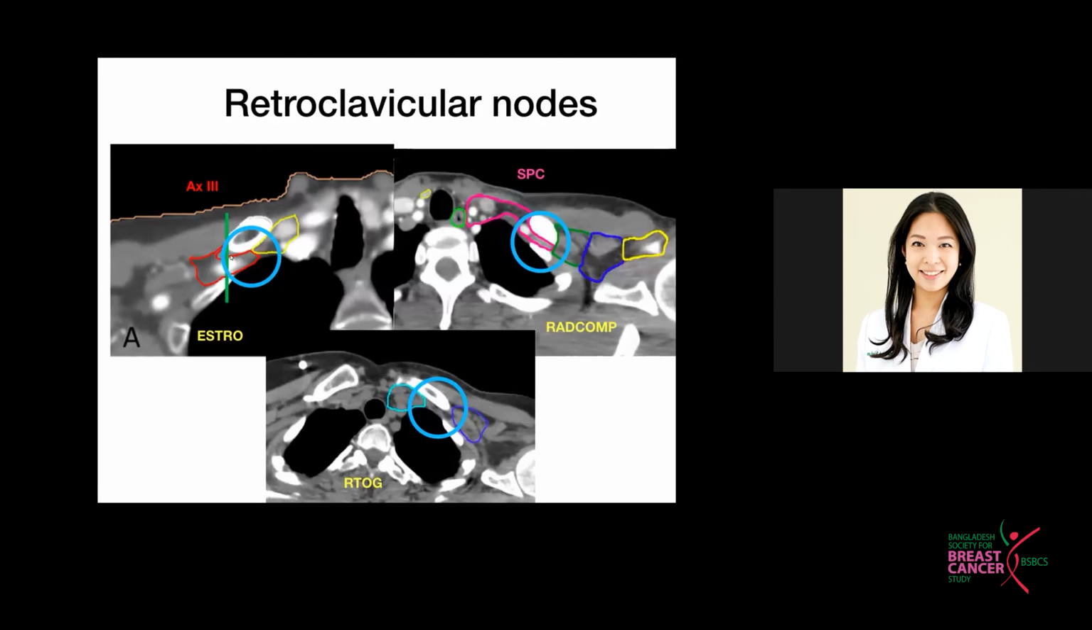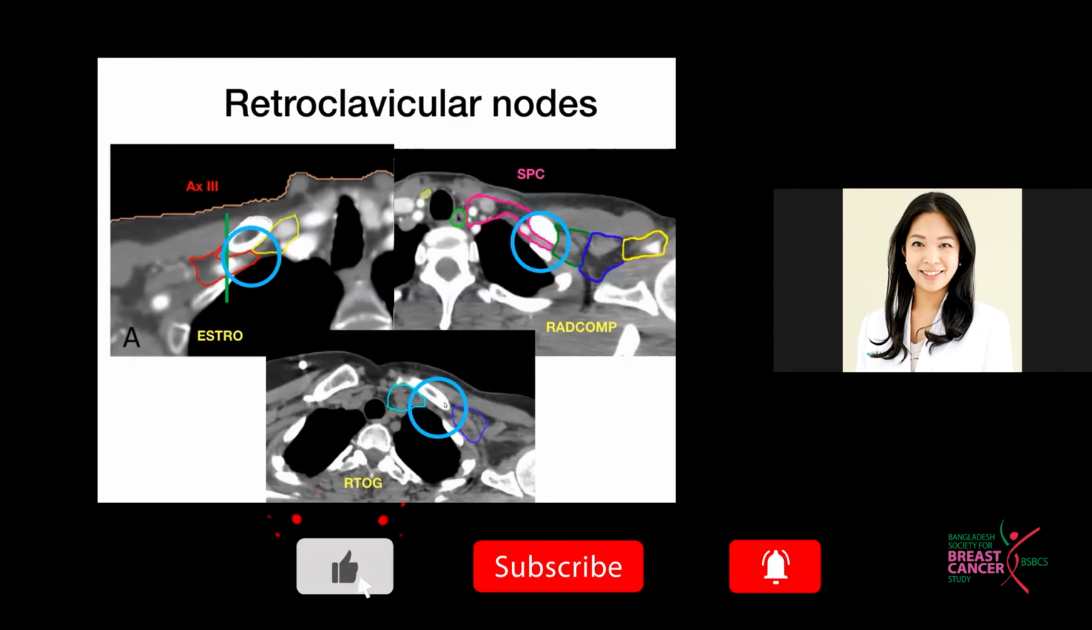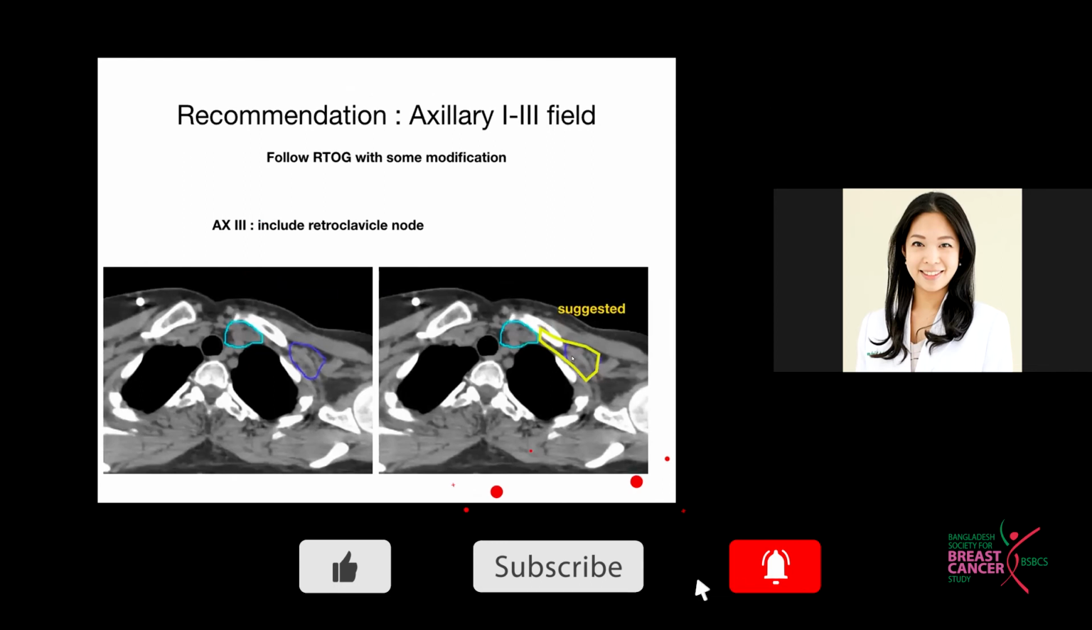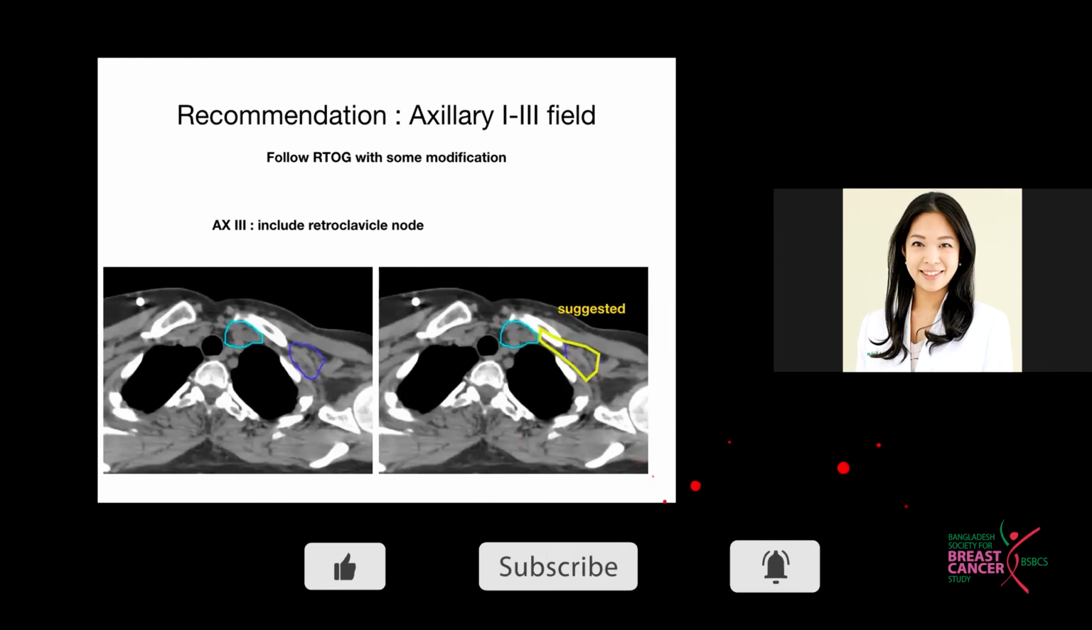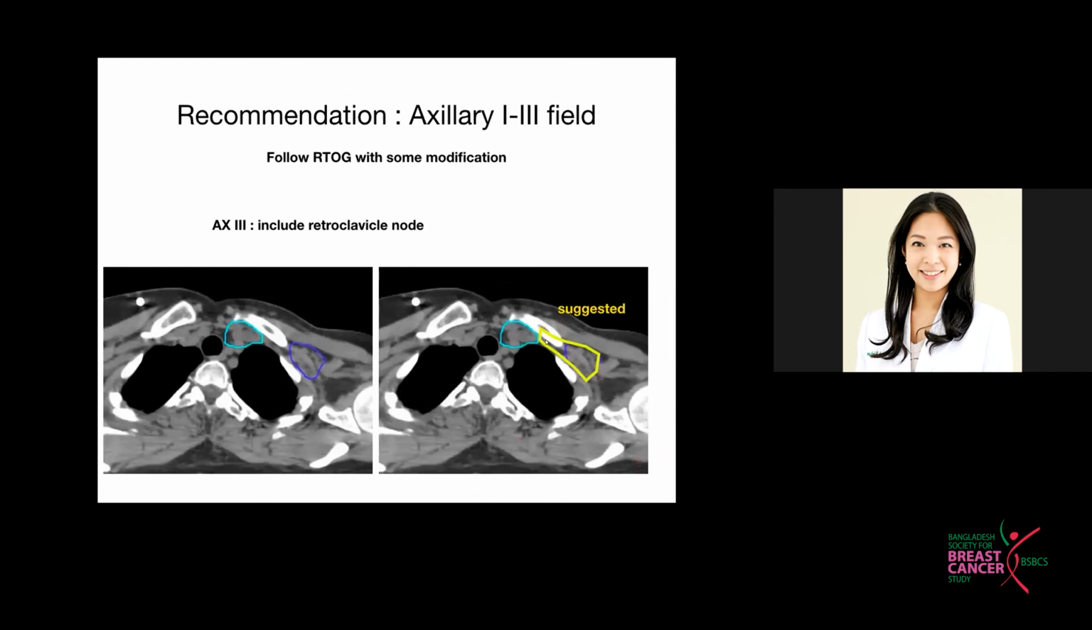Another thing is the retroclavicular nodes. You can see that for ASTRO, the retroclavicular nodes are included in axillary level 3, which is connected to the supraclavicular volume, over here. But for RTOG, there is a gap between the supraclavicular volume and axillary level 3, and it doesn't include the retroclavicular nodes as well. So what I would suggest is to extend and connect the supraclavicular volume and axillary level 3.